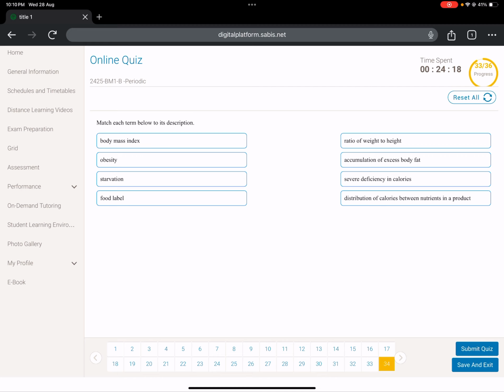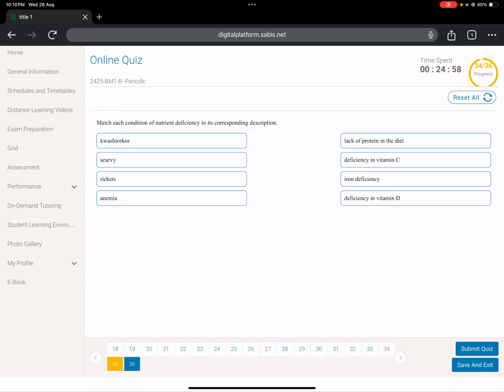Okay, we still have 3 more questions. So we have to match the description. BMI or body mass index is the ratio of weight to height. Remember, height squared, and height should be in meters squared, not centimeters. So if they get you a question in the exam or the AMS, the height in centimeters, make sure to change it in meters, and then you square it, and then you divide the weight by the height. Obesity is accumulation of excess body fat. Starvation is when we have a severe deficiency in calories, and food label is just the distribution of calories between nutrients in a product.